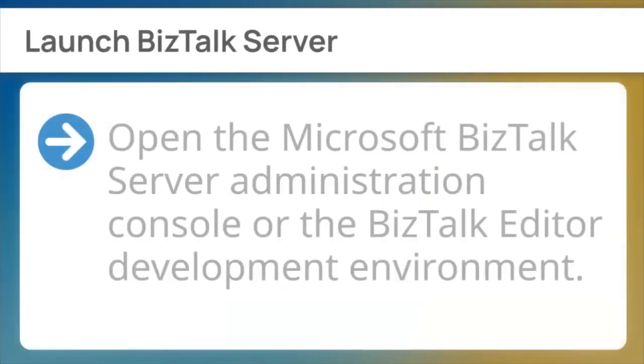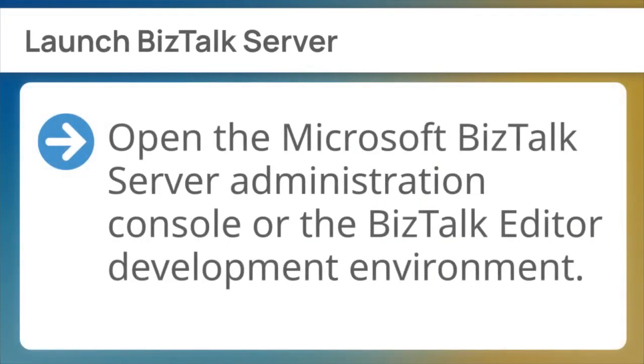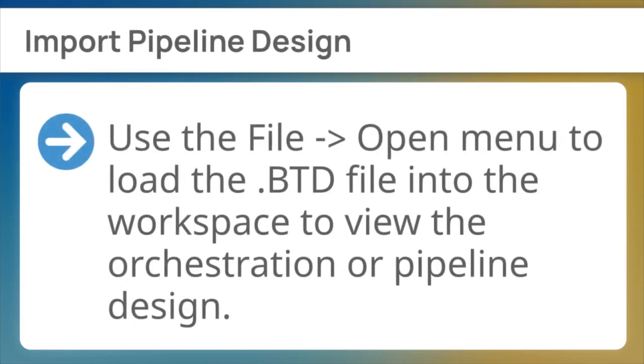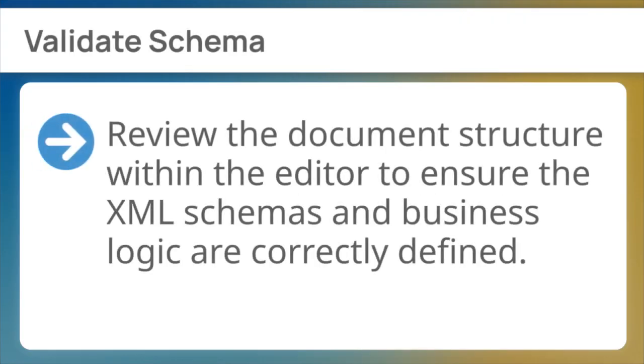First, launch BizTalk Server. Open the Microsoft BizTalk Server Administration Console or the BizTalk Editor Development Environment. Next, import pipeline design. Use the File, Open menu to load the BTD file into the workspace to view the orchestration or pipeline design. Finally, validate schema. Review the document structure within the editor to ensure the XML schemas and business logic are correctly defined.